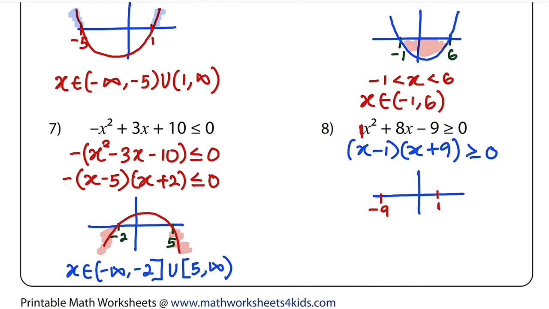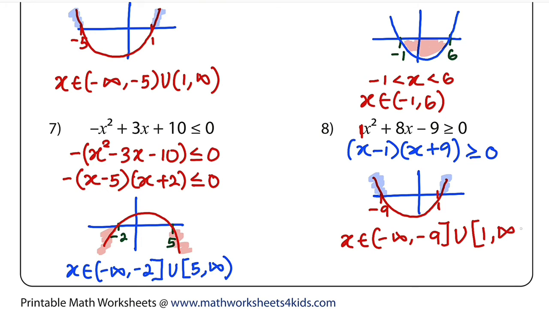And the leading coefficient is positive, so it will be what? Open up parabola. Something like this. It will cross -9 and +1. And the inequality is greater than 0, meaning it is positive. So where is y positive? On these legs above the x-axis. So the solution would be x belongs to the set of values from -infinity way down to -9, including -9, union from 1 way down to +infinity.